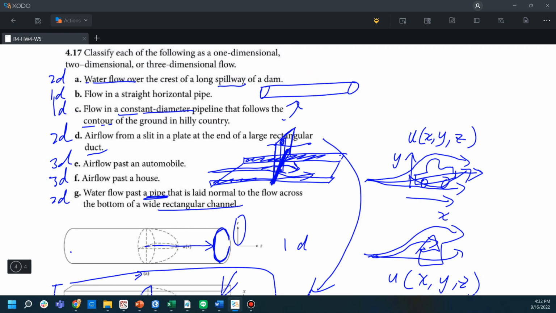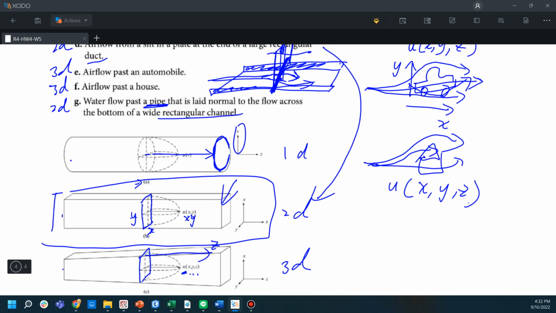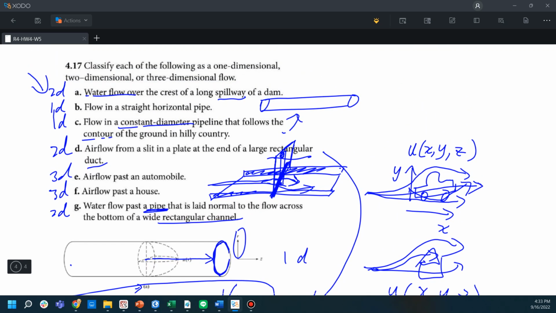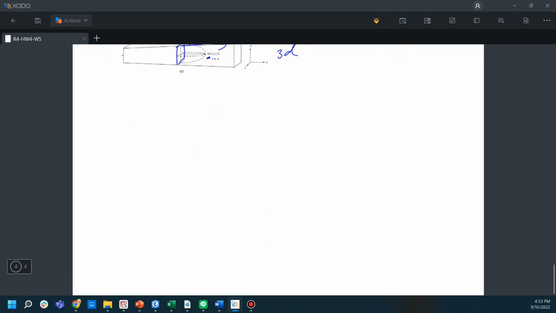But as we go through all these different situations, we make our assumptions to classify flow as 2D, 1D, and 3D. If you have different assumptions, this answer might not be the only answer you can use. So try to understand the fundamental definition of what is 1D, 2D, or 3D flow. Then you can better apply it to the assumptions that you made. Okay, so this will be our last problem for today's recitation. Thank you very much.